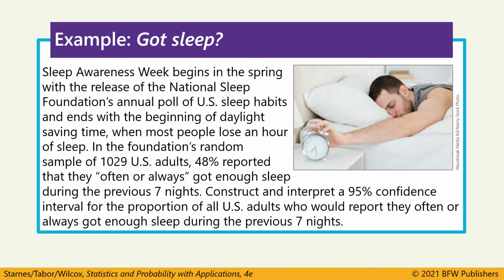So as an example, Sleep Awareness Week begins in the spring with the release of the National Sleep Foundation's annual poll on U.S. sleep habits, and it ends with daylight saving time. We have a sample of 1,029 U.S. adults, and in that sample, 48% reported that they often or always got enough sleep during the previous 7 nights. We're going to construct and interpret a 95% confidence interval for the proportion of all U.S. adults who would report that they often or always got enough sleep.